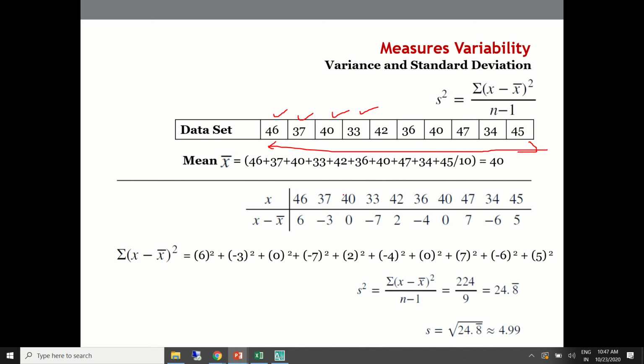First, for calculating the variance, we need to know the mean value as well. The mean is calculated by using the formula, summation of x divided by n. So if we do this, the summation of all the values, 46, 37, 40 and so on, divided by the number of values, 1, 2, 3, 4, 5, 6, 7, 8, 9, 10.